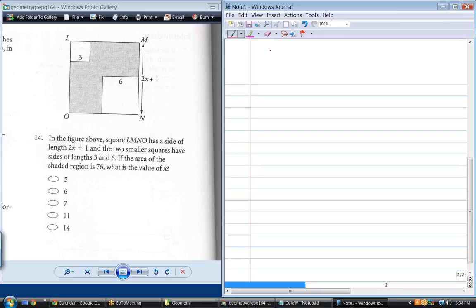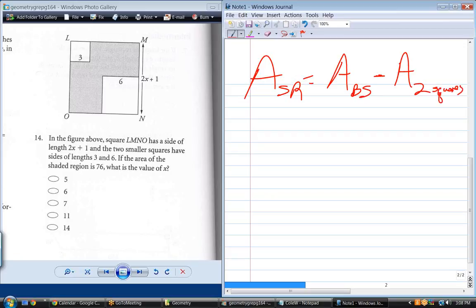Yeah, so let's write it like that. The area of the shaded region is the area of the big square minus the areas of the 2 little squares. Well, we can figure out most of that. First of all, they give us that is 76.